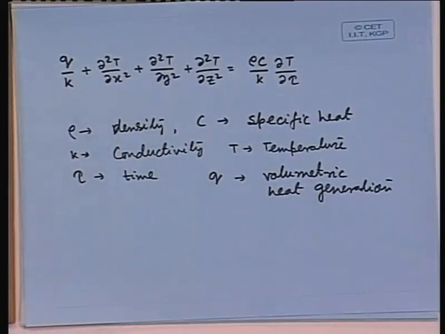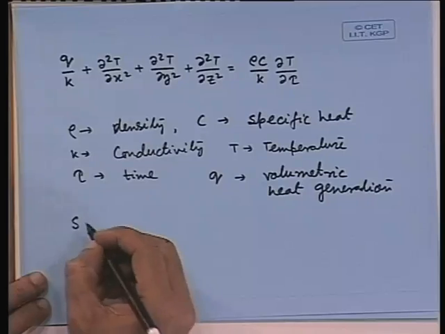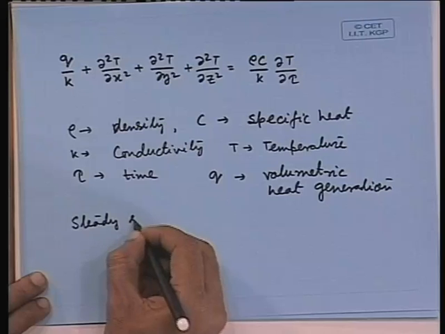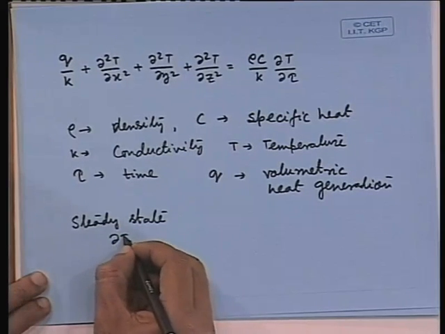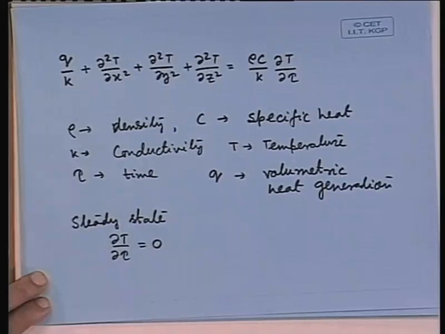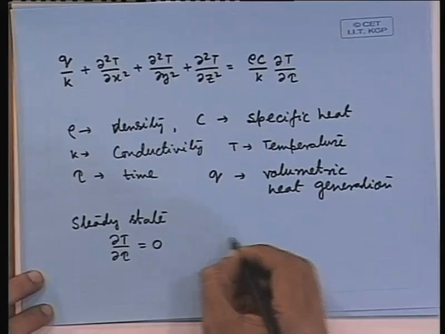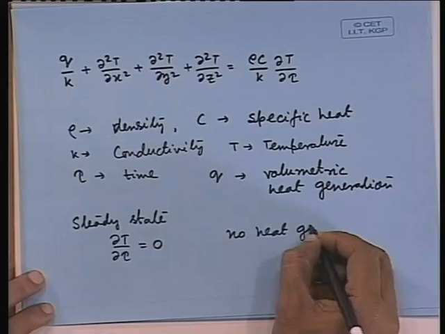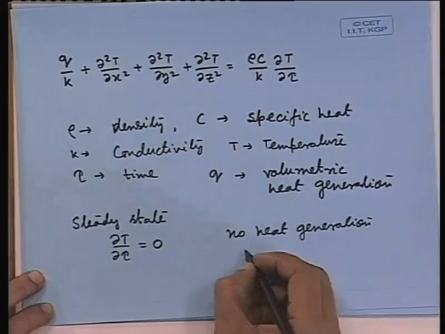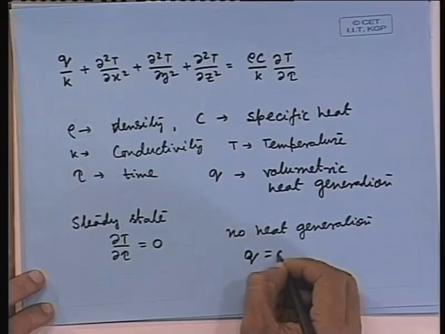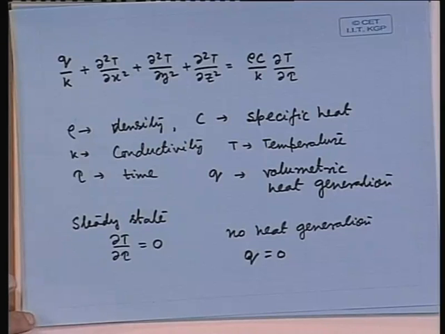Well, let us see whether from this generalized equation what we have done earlier, we can get it or not. So, steady state, we will get dT/dτ is equal to 0. Then no heat generation, so Q is equal to 0, and then if we have only one direction, d²T/dx² is equal to 0.